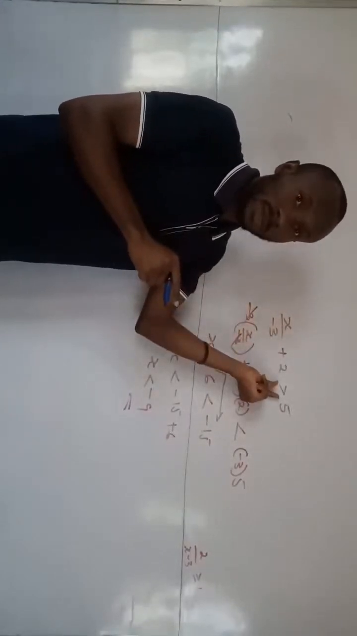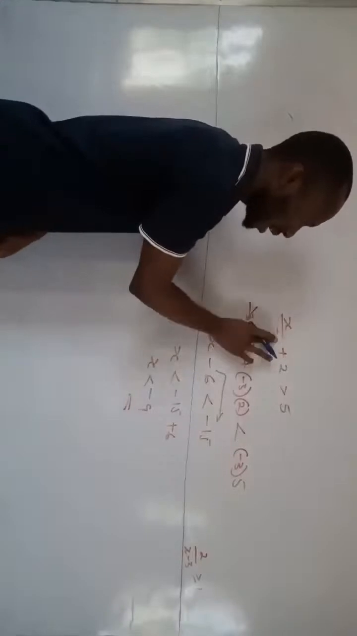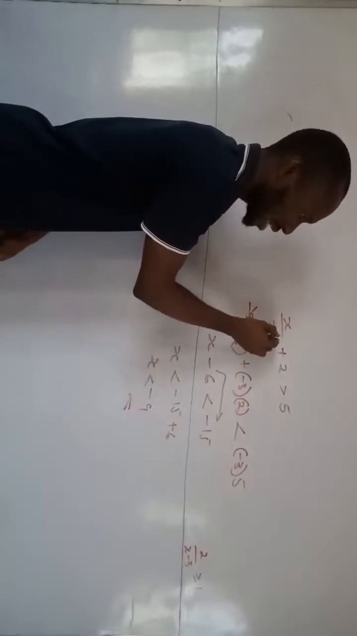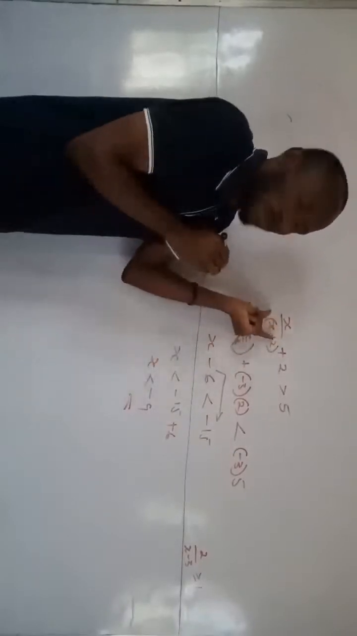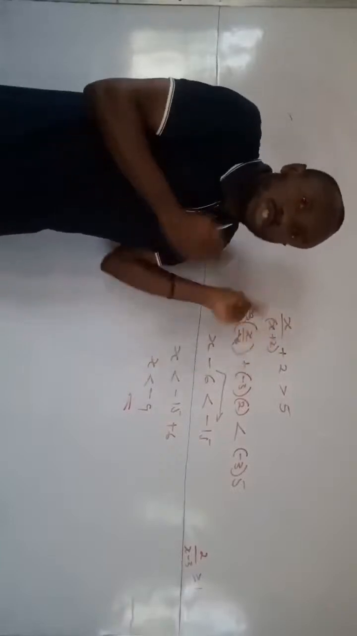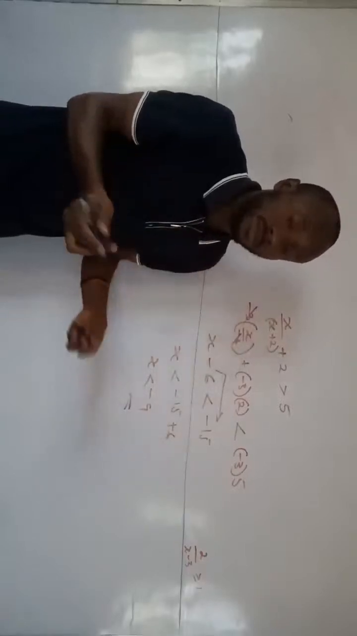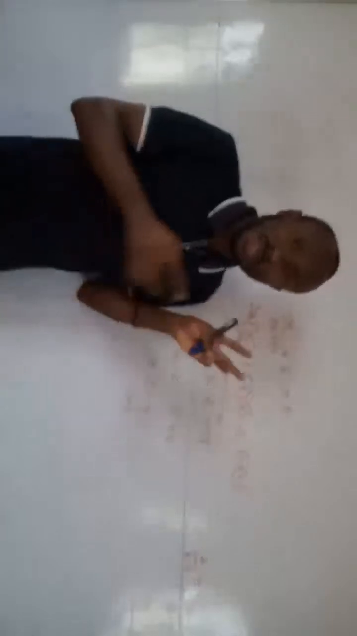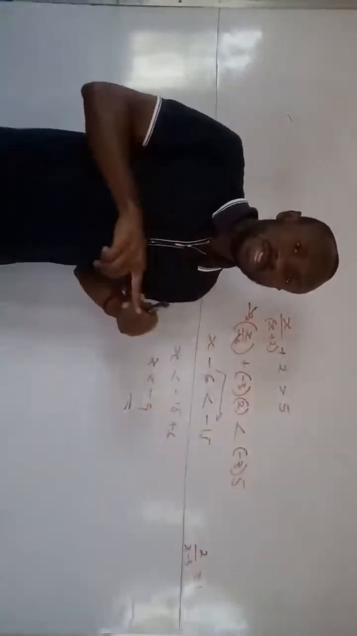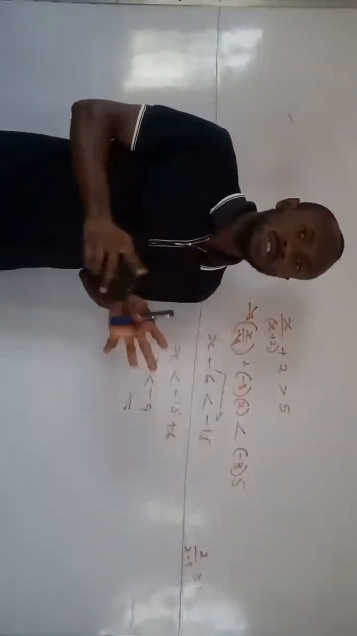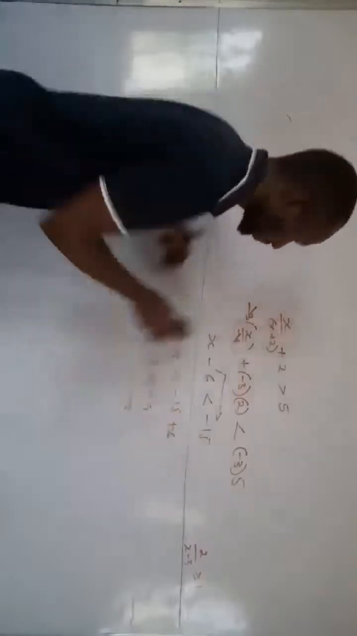But when you have a variable in the denominator, let's say x plus 2, please do not multiply everybody by x plus 2, because you're not sure whether this quantity is negative or positive. So let me show you how to solve problems that have to do with inequality with a variable in the denominator. I'll use the sign check method to solve this problem.